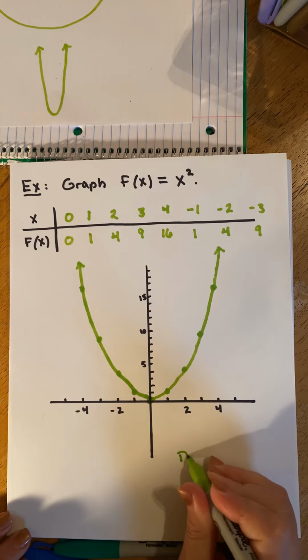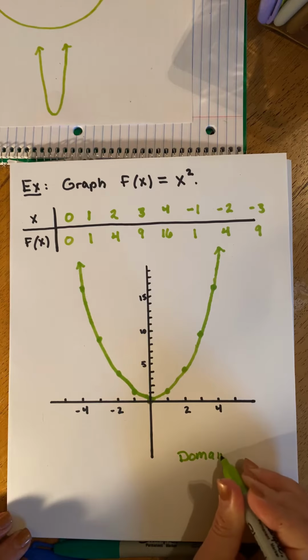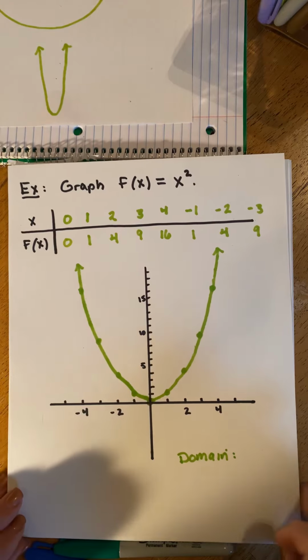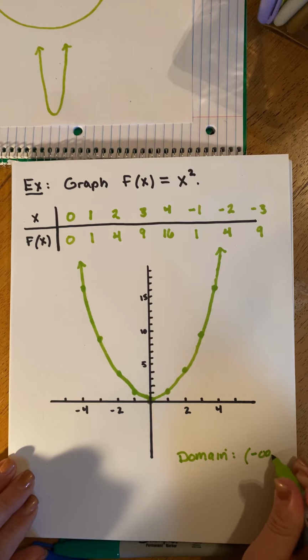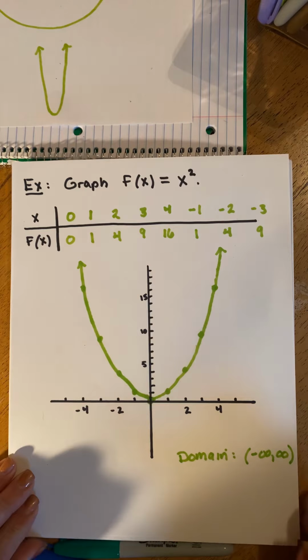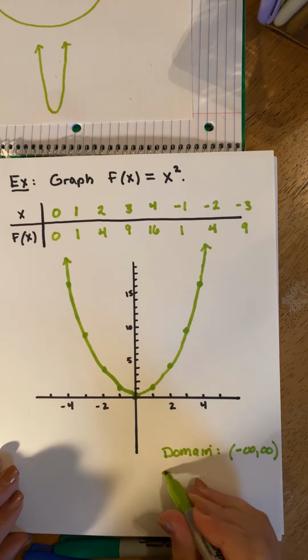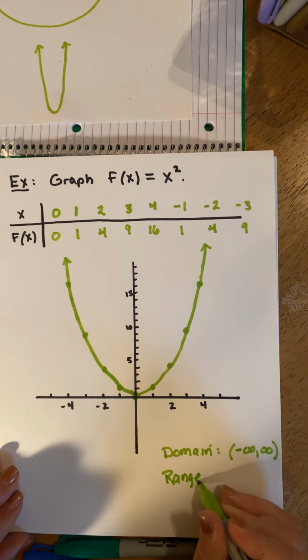So here, let's just put a few key facts. The domain of this quadratic function is all real numbers. We're allowed to put anything in. So to represent all real numbers, we use the interval from negative infinity to infinity.